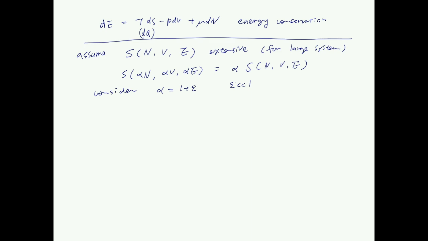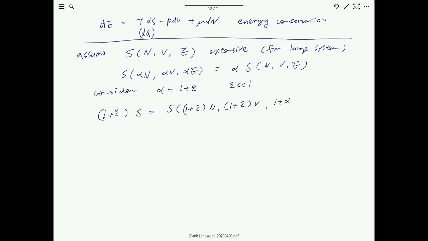I'm going to take a derivative. If I plug this in, that means S of (1 plus epsilon) N, (1 plus epsilon) V, (1 plus epsilon) E equals (1 plus epsilon) S. Then I'm going to show the detail related to one of the variables, N, so I can do an expansion on this.